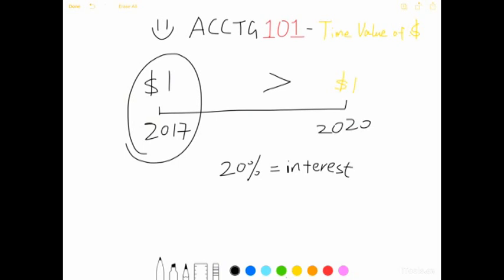So what does that mean? Let's illustrate through an example. Let's assume that if you put money in the bank, you will earn 20% in interest. Although this may be a little bit higher than real life, we just assume that we are living in an ideal world. So now let's say I'm giving you three options.